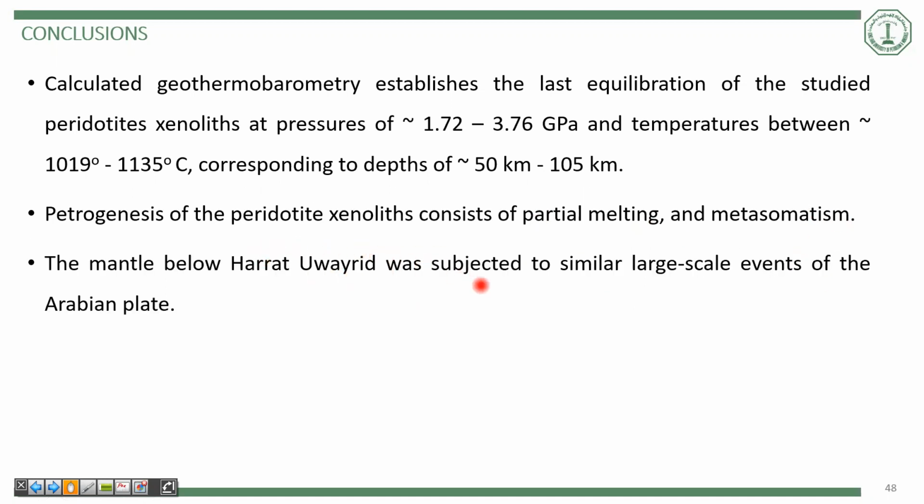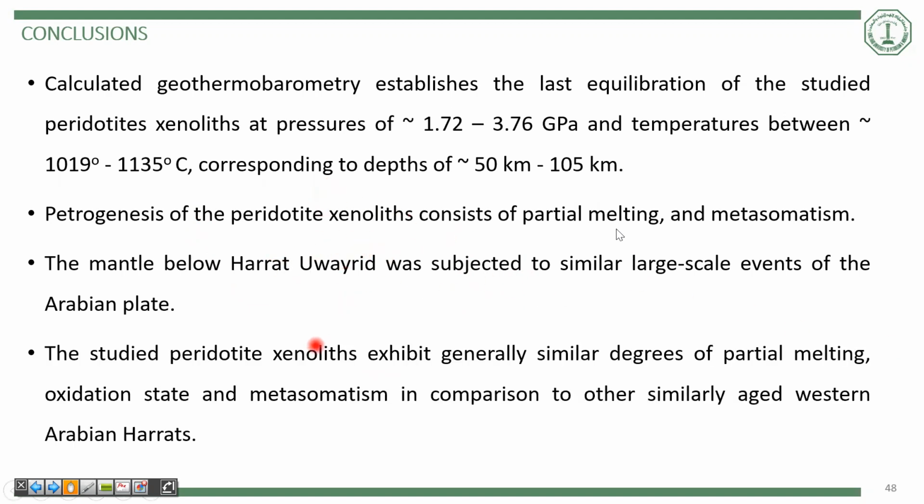The mantle below Harrat Uwayrid was subjected to similar large-scale events of the Arabian plate, and the studied peridotite xenoliths exhibit generally similar degrees of partial melting, similar oxidation state, and metasomatism in comparison to the other similarly aged Western Arabian Harrats.